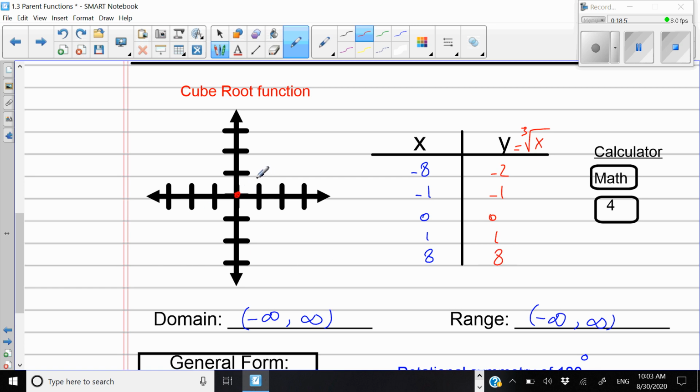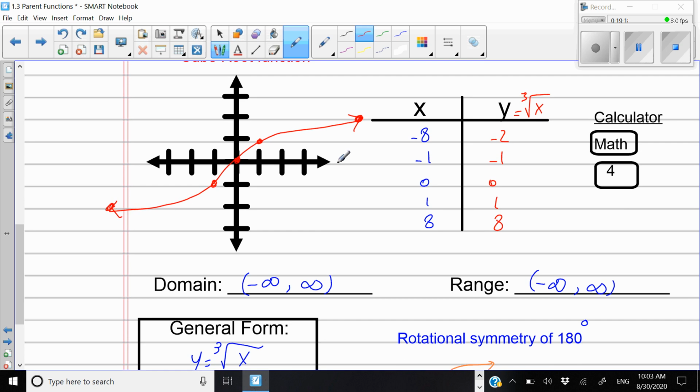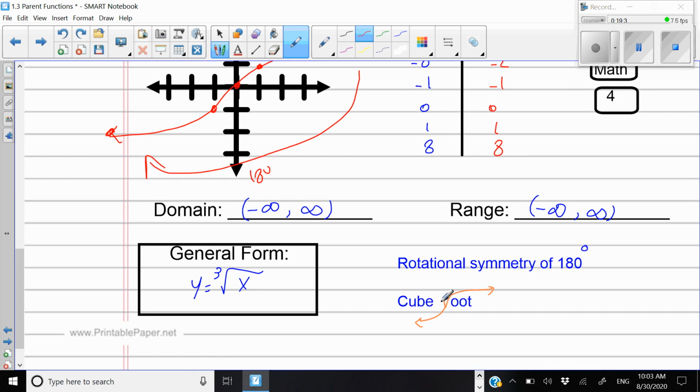The points will be (0, 0), (1, 1), (-1, -1), and (8, 2) is going to be, let's say, somewhere like here, (-8, -2), again, something like this. So this will be the graph of this function. Now, we know that if we rotate this function for 180 degrees, it's going to match the original one. So that has a rotational symmetry of 180. And here's again another little trick for you to remember the graph of the function.